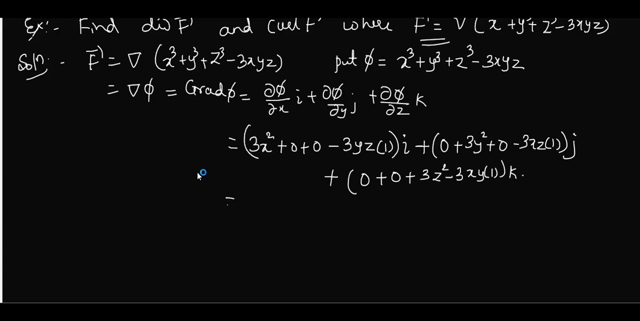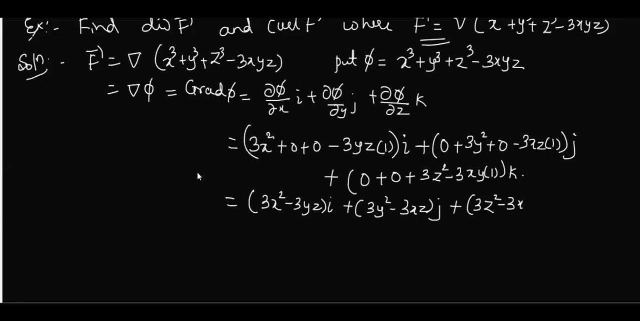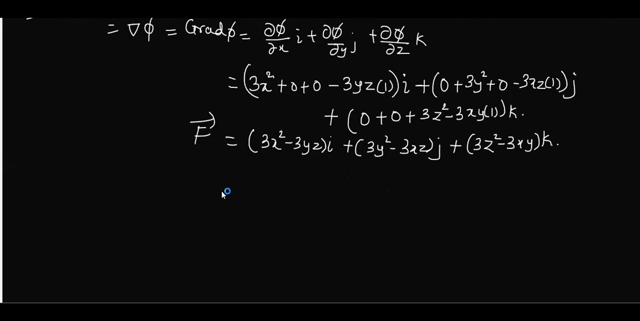If you want to write in a simple format, write it as 3x square minus 3yz i, plus 3y square minus 3xz j, plus 3z square minus 3xy k. You can even take 3 common. What is this? We have not done anything, we have just simplified and found f. Now, it's 100% looking like a vector. Now, what do we need to find for this f? We should find divergence and curl.